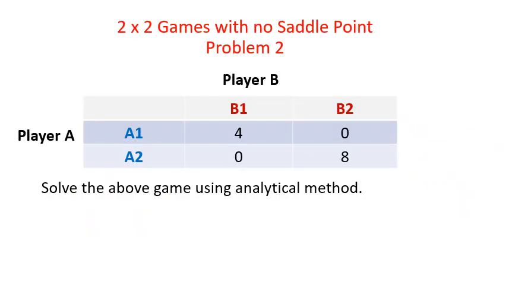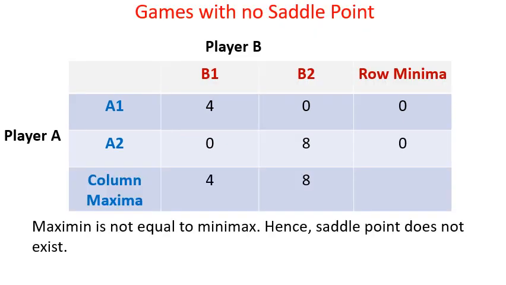Let us take another problem now, where again two players are involved, player A and player B. They have strategies B1 and B2, and the payoffs are given in the payoff matrix. Solve the above game using the analytical method. Again, we find the row minima and row maxima, and then find the maximin and the minimax values. Maximin is not equal to minimax, hence a saddle point does not exist.